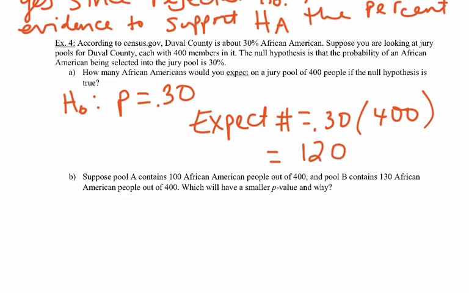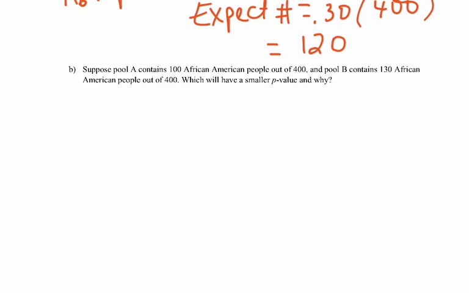Could it be more? Could it be less? Absolutely. It's going to fluctuate from one jury pool to the next, but we expect it to match the population of the county, the proportion of 30%, so we expect about 120. Suppose we get a pool A contains 100 African Americans out of 400, and pool B contains 130. Which will have a smaller p-value and why? So let's write a few things down here. Pool A had 100, and pool B had 130.